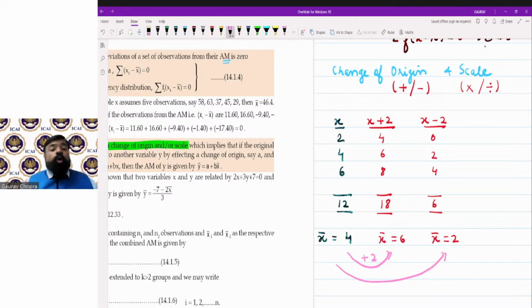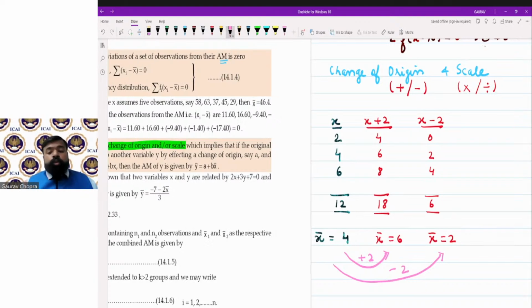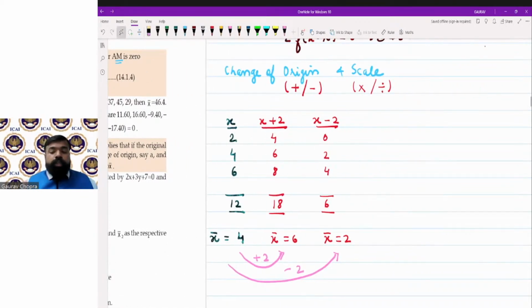So we can clearly see that if all observations are reduced by 2, arithmetic mean is also reduced by 2. This is change of origin. Then comes change of scale.